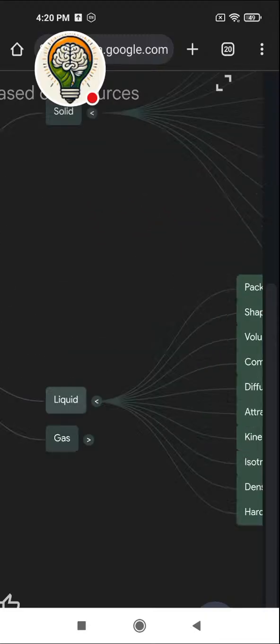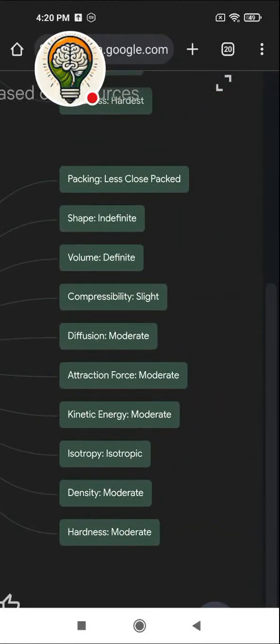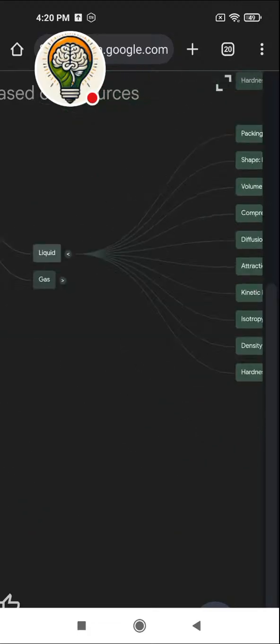Then the liquid. So liquid has less closely packing, indefinite shape and definite volume, slightly compressible and moderately diffusible, and moderate attraction force, moderate kinetic energy, and isotropic, and moderate density and moderate hardness.